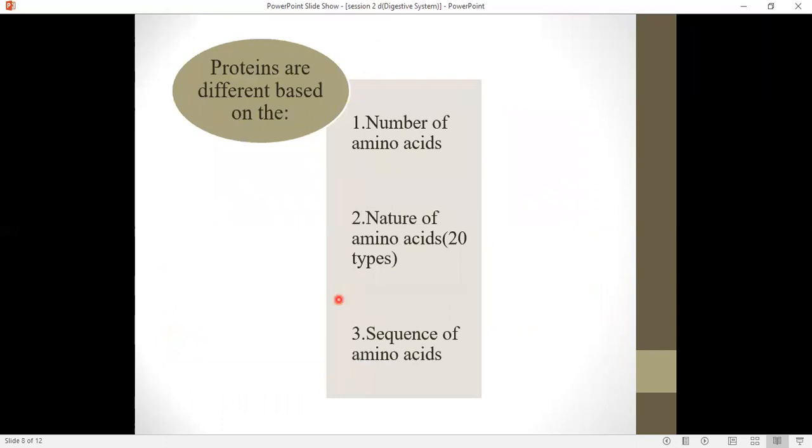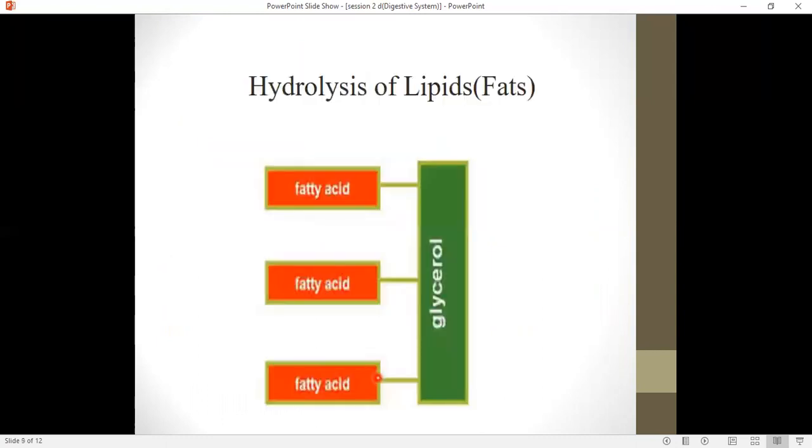Now, proteins are different, and this difference is based on three criteria. First, the number of amino acids. Second, the nature of amino acids, or the type of amino acids. We have 20 types of amino acids. And third, the sequence of amino acids, how they are ordered.